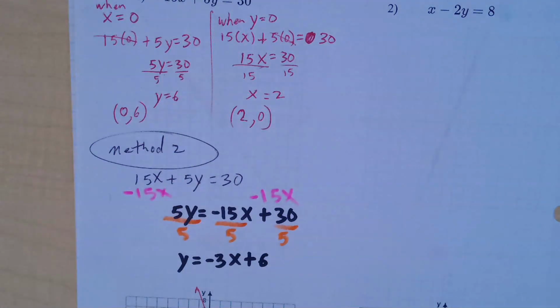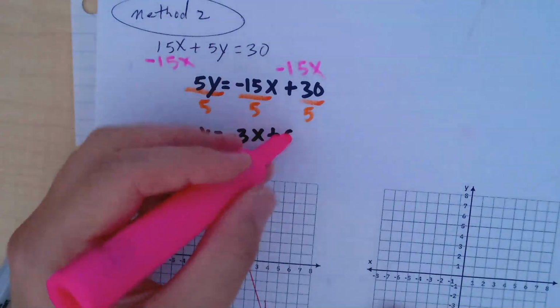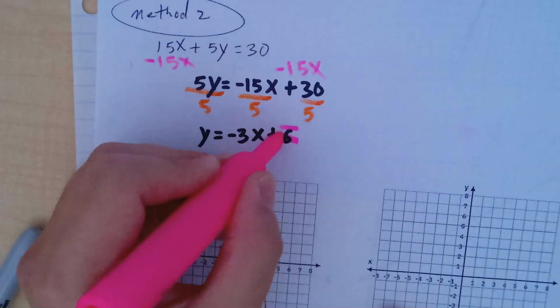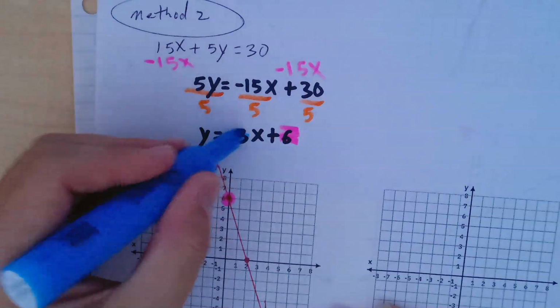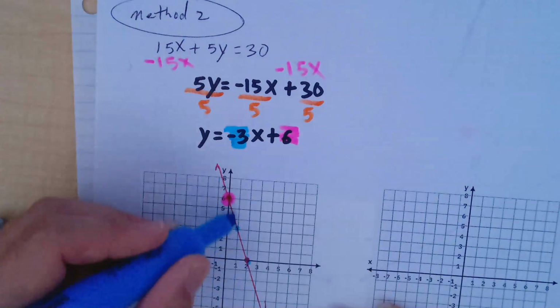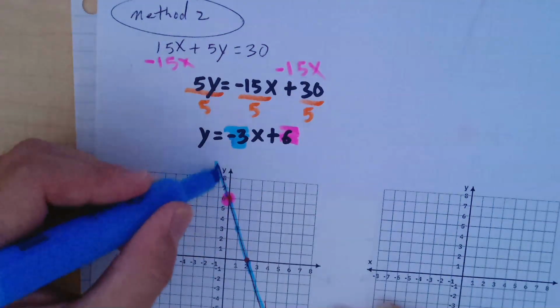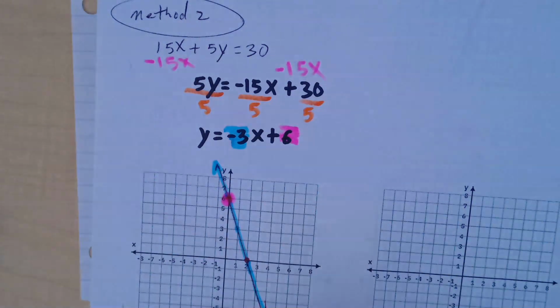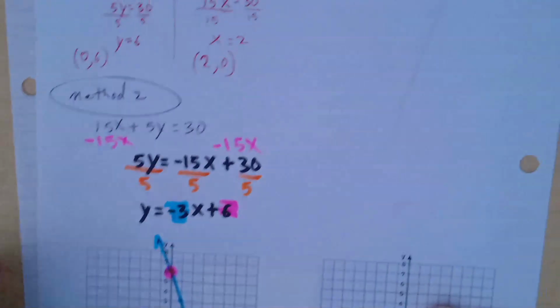And you're going to see we've got the same thing, because my y-intercept is 6, right? And my slope here is negative 3. So I go down 3 over 1, down 3 over 1, and I get my line. So both ways get you a graph that's the same. Let's do the same thing for this next graph here.